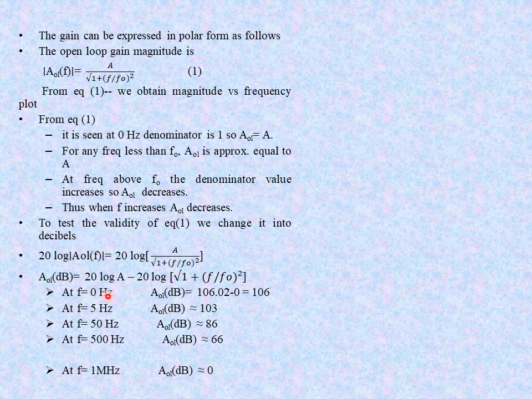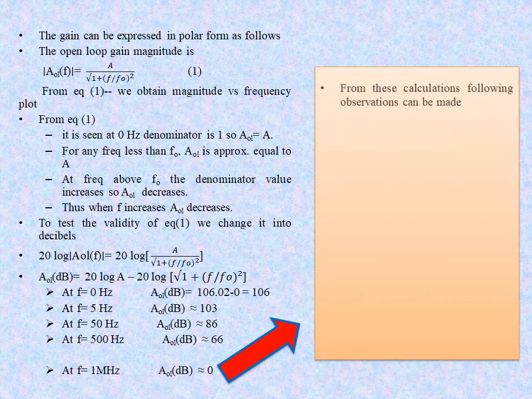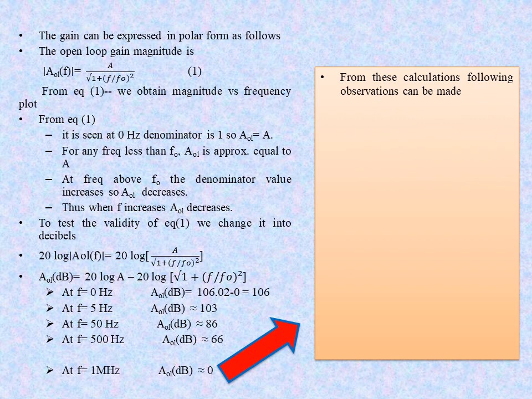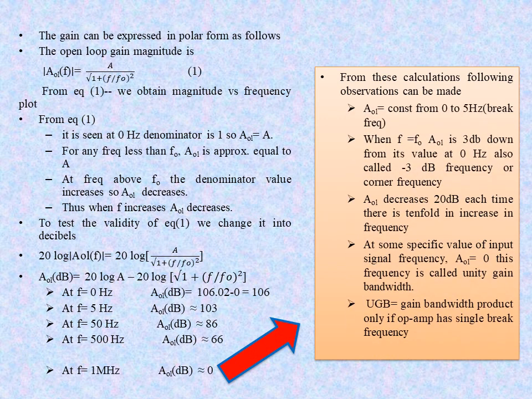Suppose F is 0 Hertz. When we place F equal to 0 Hertz and by the help of the above equation we calculate, AOL comes out to be 106. At 5 Hertz it comes out to be 103, and so on. For 50 Hertz it is 86, and so on. We have calculated several values. So what do these calculations show? From these calculations, the following observations can be made.